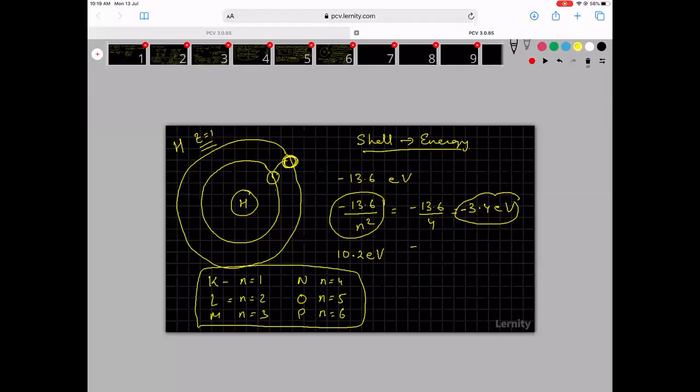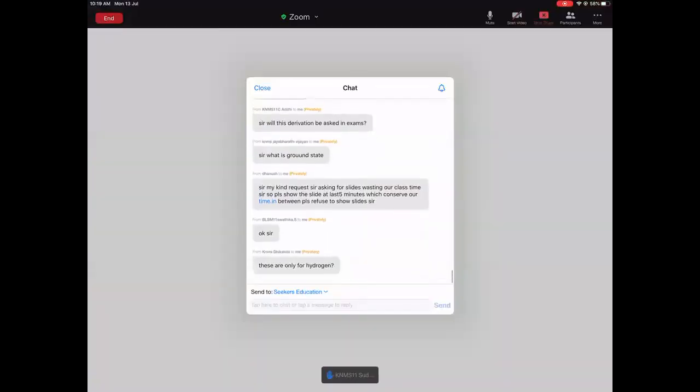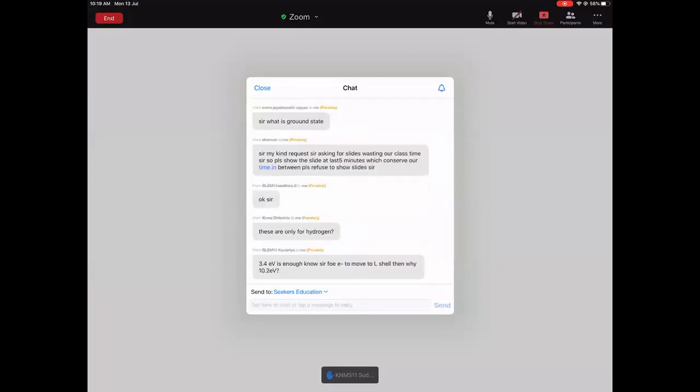Yeah, so for the K shell, we have already found out. For the L shell, we have found out. For the M shell, it will be minus 13.6 divided by 9. For the N shell, it will be minus 13.6 divided by 16. The next, minus 13.6 divided by 25, and so on. So please find out. So these are only for hydrogen. Right now we are talking only of hydrogen.